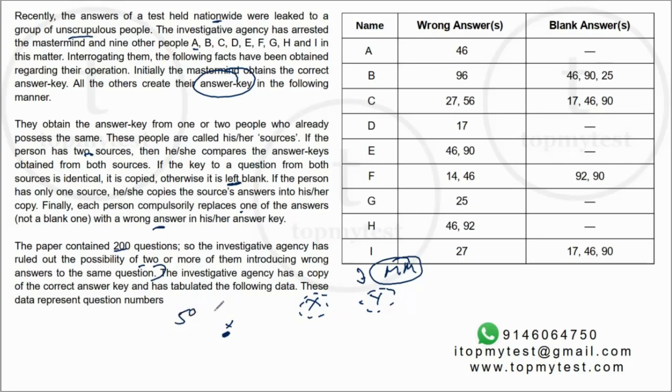So suppose X will mark answer 50 as wrong. Y will mark answer 70 as wrong. The remaining 199 answers will be correct. Now if somebody takes a key from X, so somebody has X as a source, let's call him say P.